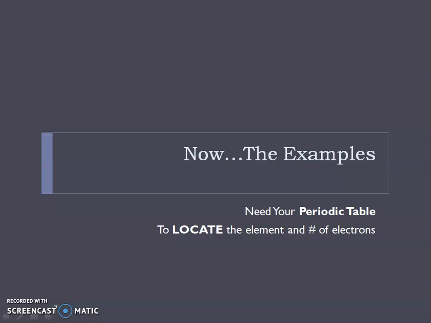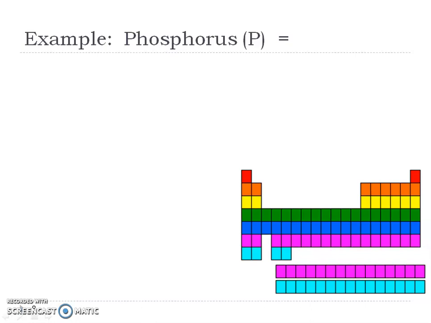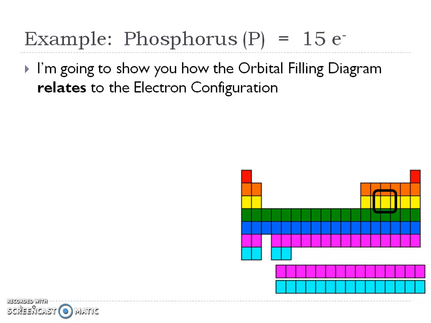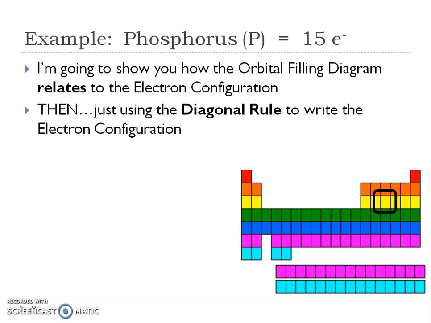So let's get to those examples. Again, pause the video if you do not have your periodic table out yet, so that you're able to locate the element and find those number of electrons that are needed. So let's look at phosphorus. Again, where is it on the periodic table? Hopefully you found it there. That gives us 15 electrons. So what's going to happen is I'm going to show you the orbital filling diagram first, just to show you how it relates again to that electron configuration. Then we're going to use that diagonal rule and actually write the electron configuration.